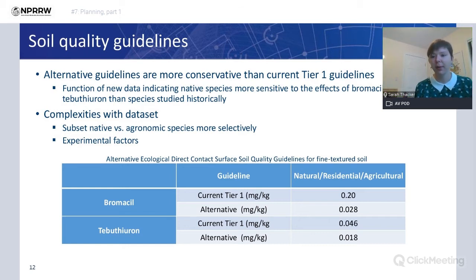I should note that there are some complexities with this data set, and these are just potential guidelines. So it is possible to look at it in different ways. You could subset the data by the native and agronomic species more selectively. So you could use just the native species for natural land uses, or just the agronomic species for agricultural land uses. So it isn't a clear thing. As well, there were experimental factors to consider. For example, the current guidelines were based on data using a different soil, and our current experiment used a different soil. So there's other factors that could also contribute to these differences.